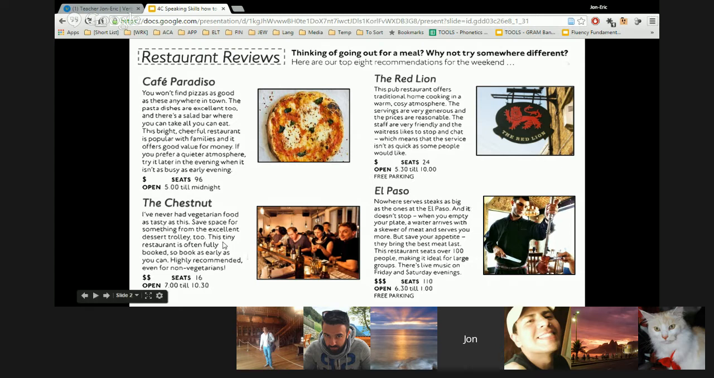Wait, you've got to put the pause after the period, otherwise your sentences are bleeding into each other. So okay. Save space for something from the excellent dessert trolley. Pause. Next sentence. This tiny restaurant, it's often fully booked. So book as early as you can. Highly recommended, even for non-vegetarians.